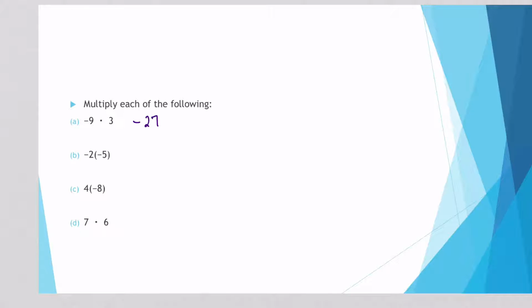Okay, on part B, negative 2 times negative 5. Our signs are the same, so we're going to multiply those numbers and our answer will be positive. So this is a positive 10.